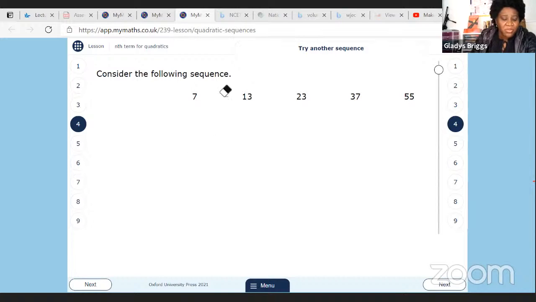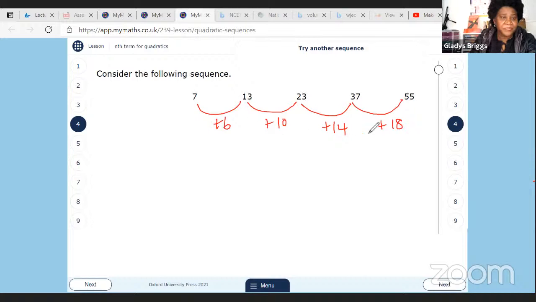But maybe we could work out the second difference, and maybe the second difference could help us to figure out how to solve this. So the first difference here would be 13 subtract 7, which is plus 6, plus 10, plus 14, plus 18. That's the first difference.